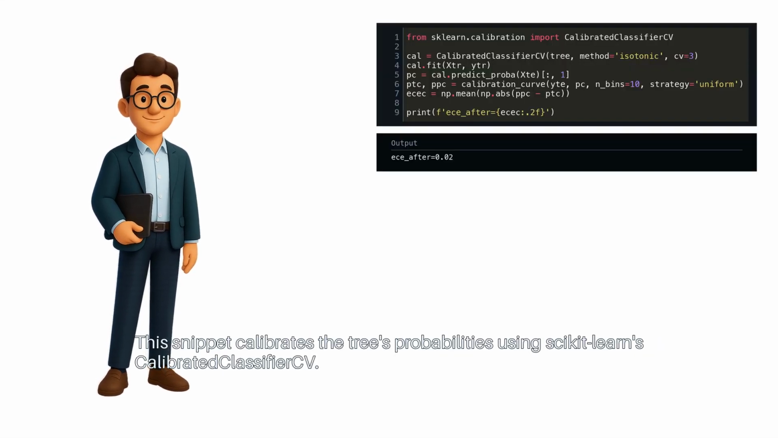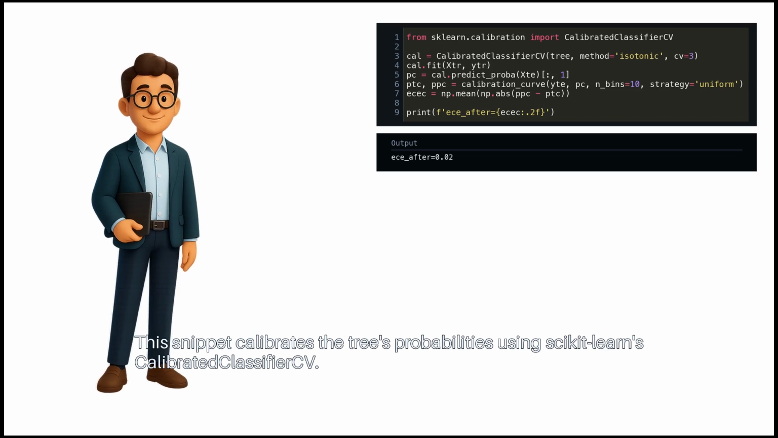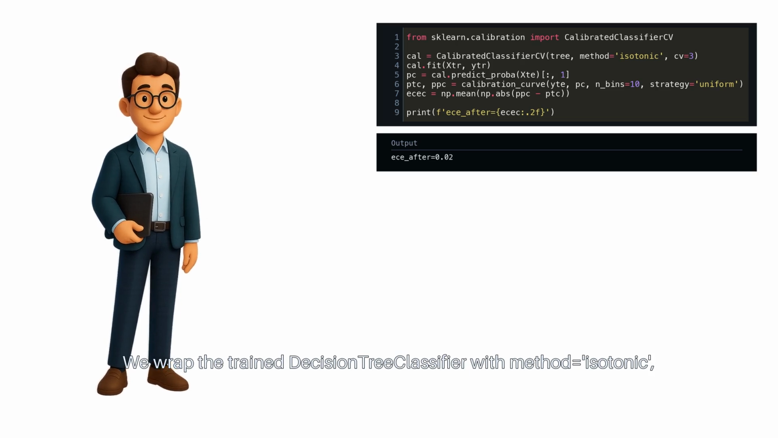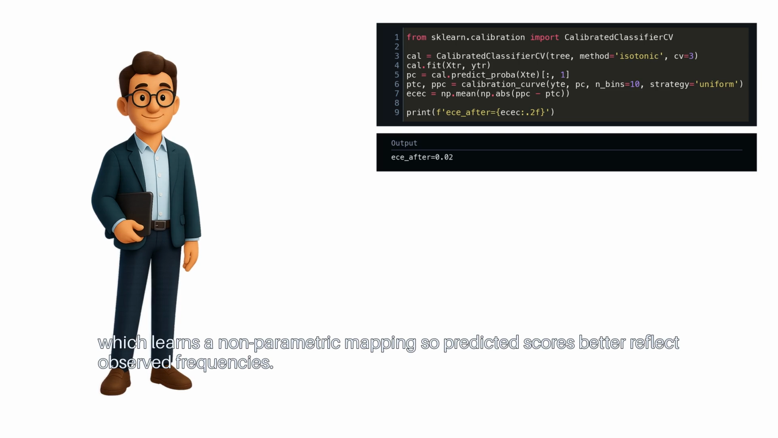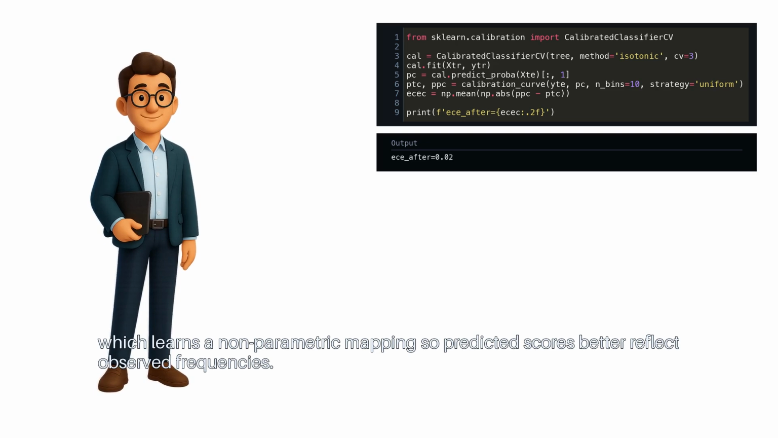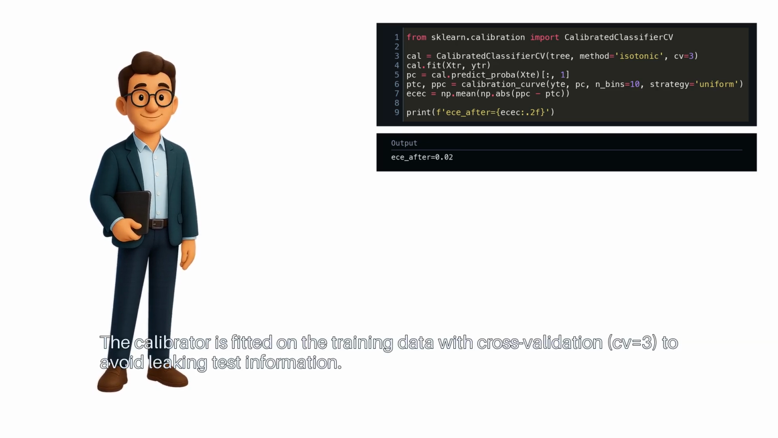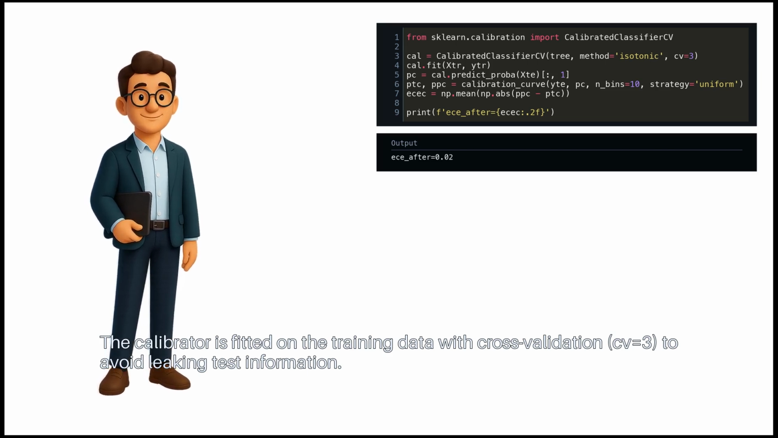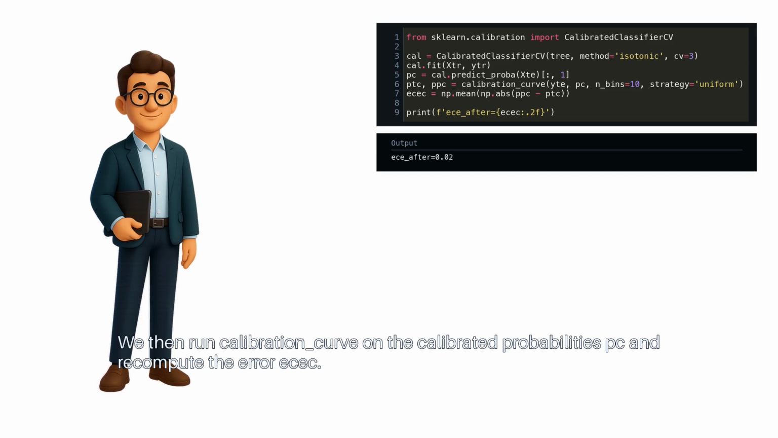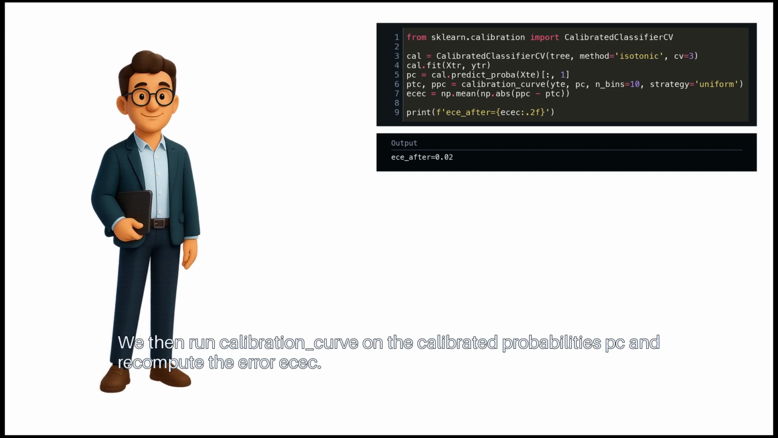This snippet calibrates the tree's probabilities using scikit-learn's CalibratedClassifierCV. We wrap the trained decision tree classifier with method equals isotonic, which learns a non-parametric mapping so predicted scores better reflect observed frequencies. The calibrator is fitted on the training data with cross-validation, cv equals 3, to avoid leaking test information. We then run calibration_curve on the calibrated probabilities, PC, and recompute the error, ECEC.